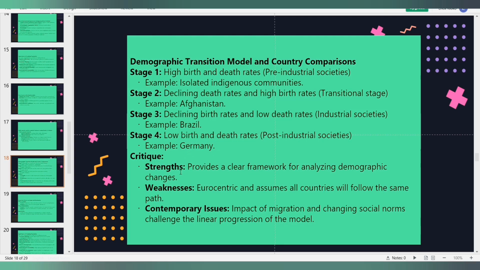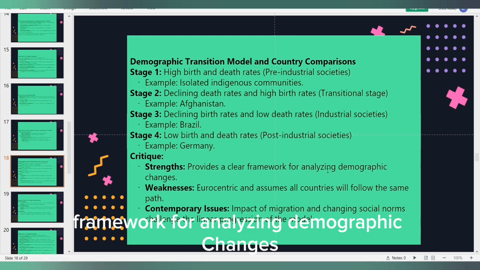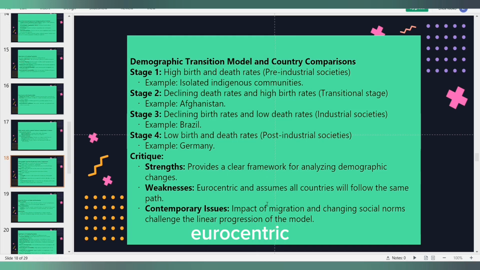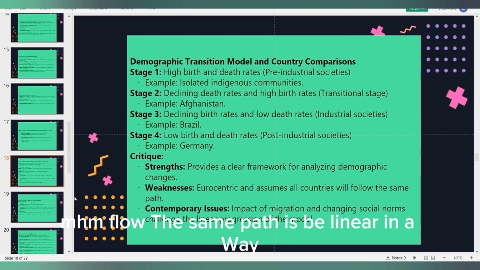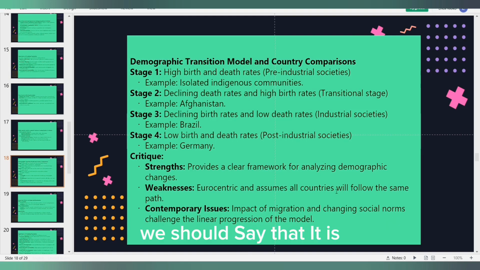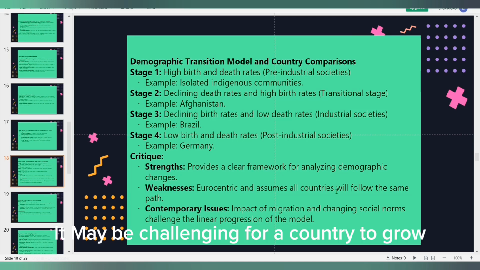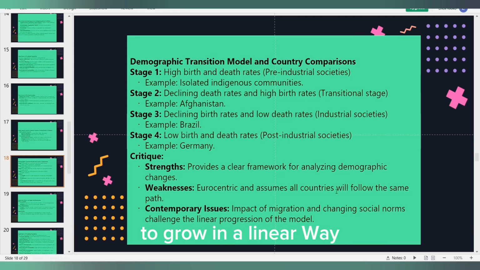What are the critics? We looked at them. Strength: it provides a clear framework for analyzing demographic changes. Weaknesses: Eurocentric, it assumes that all countries will follow the same path, which is linear in a way, and it may be challenging for a country to grow in a linear way. Contemporary issues, for example, migration changes and social norms.